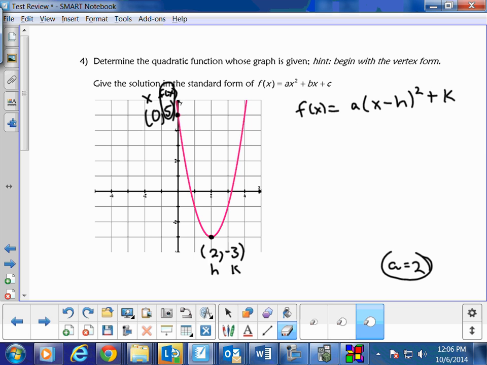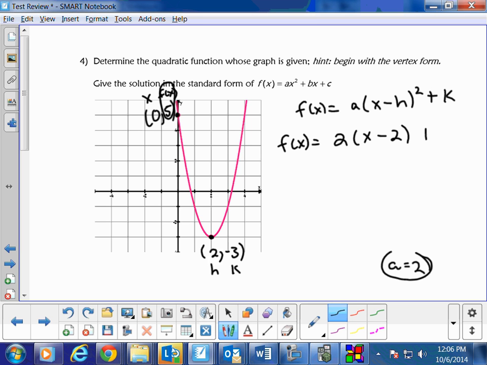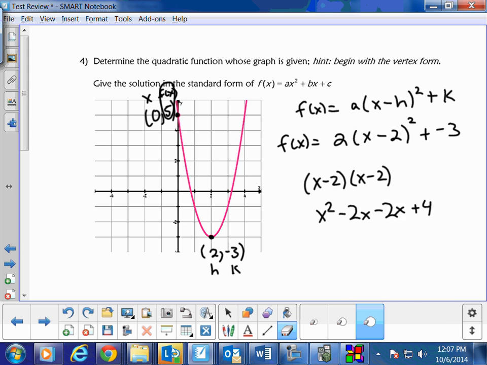I should be able now to get this in standard form, because now I have pretty much all the components. It's everything I need to get this in standard form. A is 2. This is x minus my vertex, which was 2, plus negative 3. So all I need to do here is FOIL. Go ahead and FOIL the x minus 2 and the x minus 2. So I end up getting x squared minus 2x plus 4.